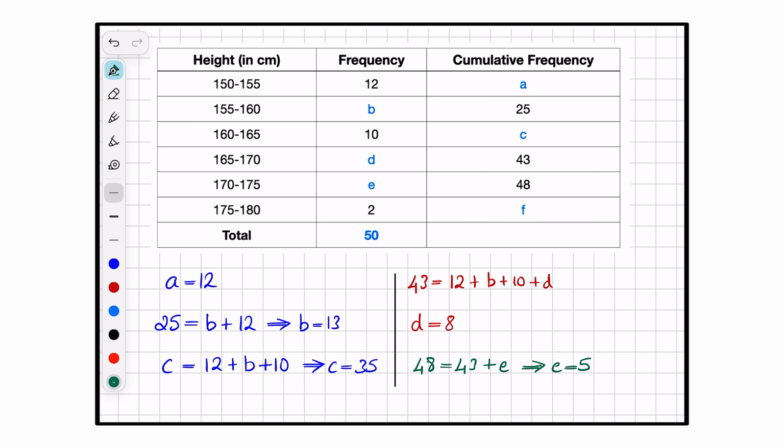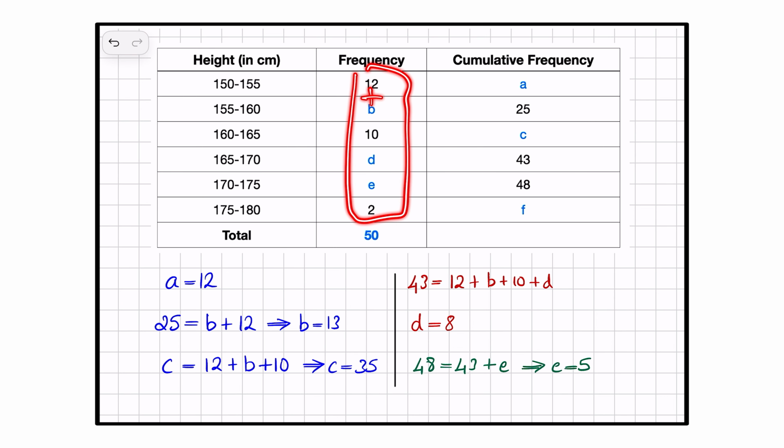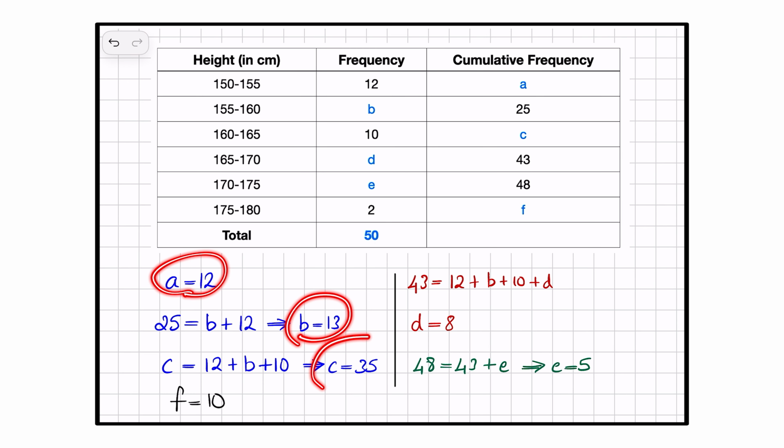And the last value is F. F I can find as 48 plus 2 will equal F, or 12 plus B plus 10 plus D plus E plus 2 will equal F. Both ways are fine. I will go for the simple way, that is 48 plus 2 is equal to F, that means F is equal to 50. So I have all the values: A equal to 12, B equal to 13, C equal to 35, D equal to 8, E equal to 5 and F equal to 10.